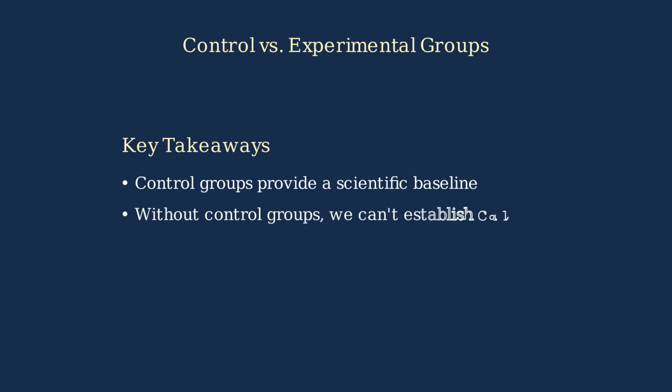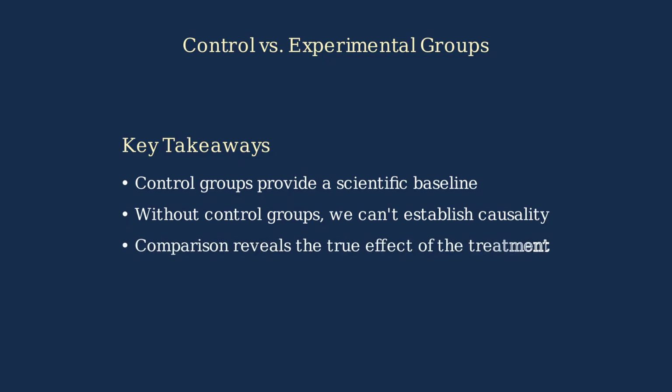To summarize the importance of control versus experimental groups, control groups provide the scientific baseline needed for comparison. Without control groups, we cannot establish whether the treatment truly caused the observed effects. The comparison between groups reveals the true magnitude and significance of the treatment's effect.